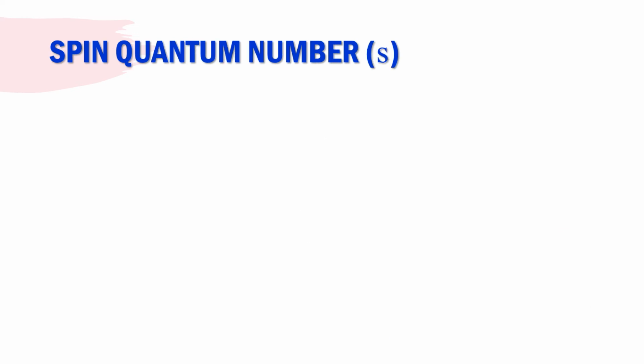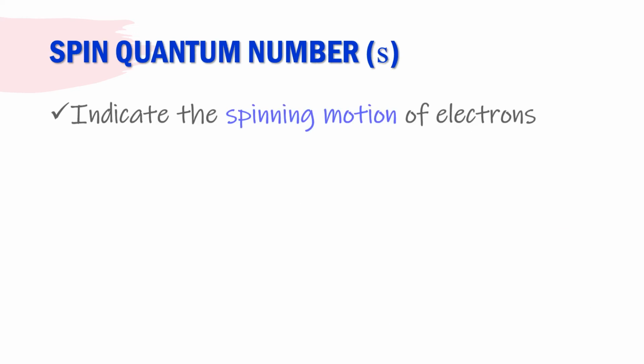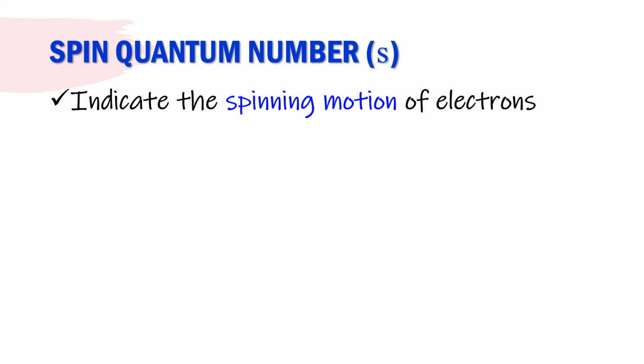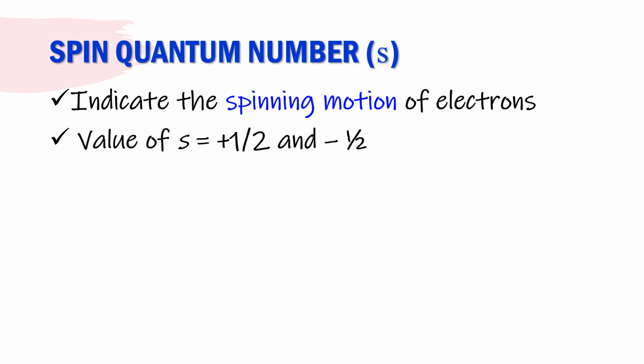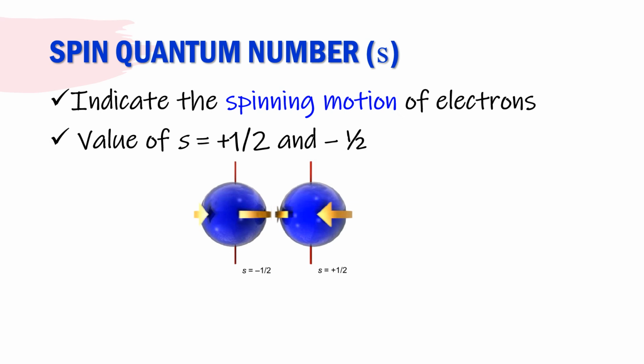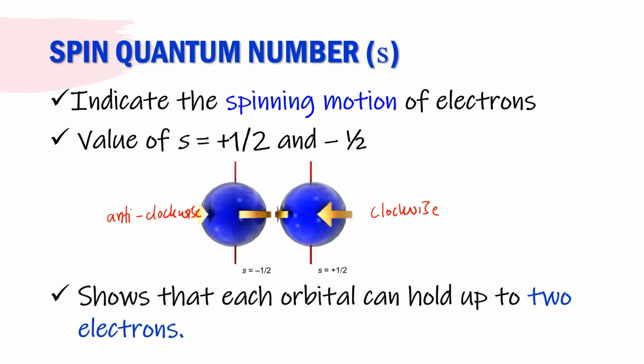The next quantum number is called the spin quantum number. This quantum number indicates the spinning motion of electrons. The value of s can be positive half and negative half. This value indicates the clockwise rotation of the electron in the orbital and the anti-clockwise rotation of the electron. This shows that each orbital can hold up to 2 electrons.